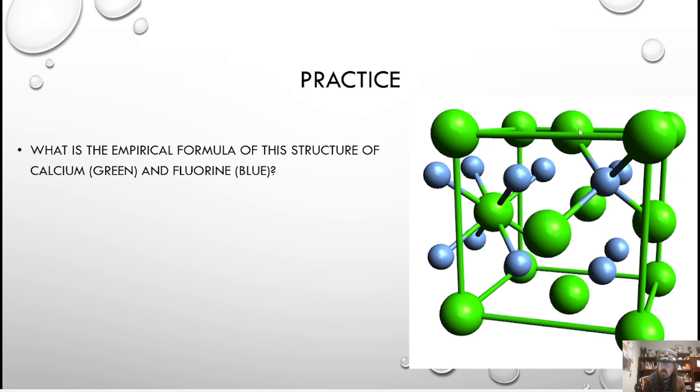So each corner is 1/8 of an atom. So 8 corners adds up to 1. Each face is 1/2 of an atom. And so all 6 faces add up to 3 atoms. So how many calciums total are there? There are 4. Now here's the hard part, the fluorines.